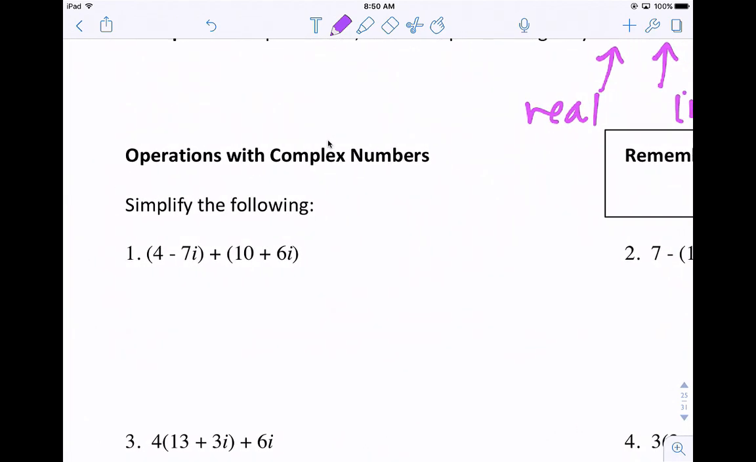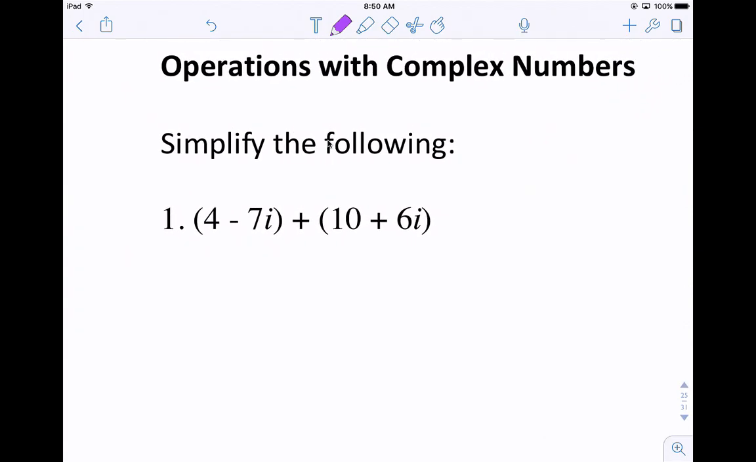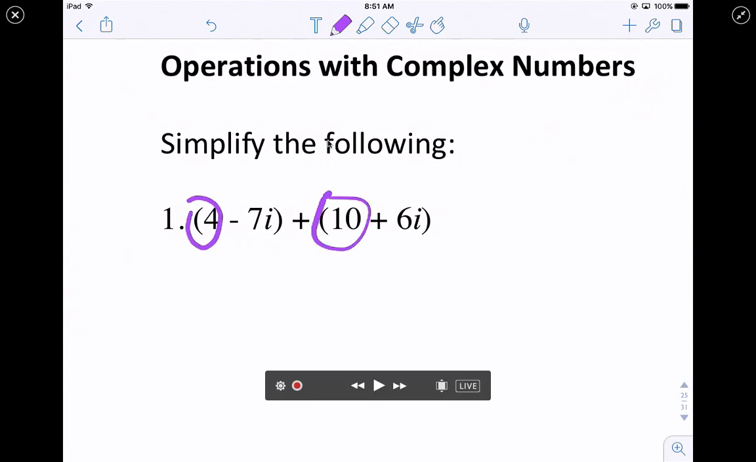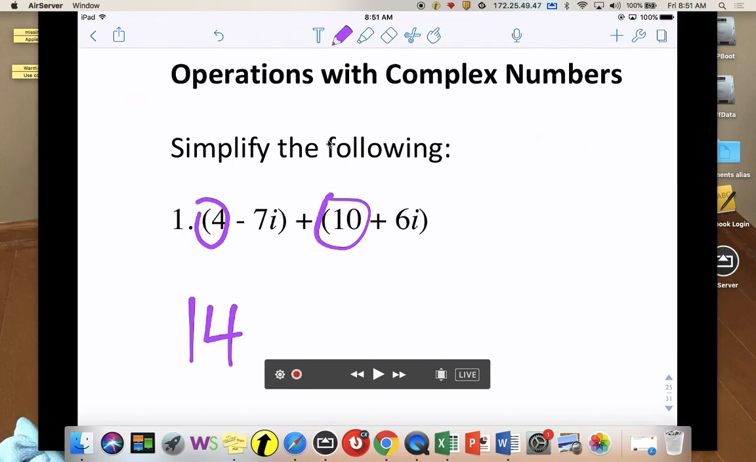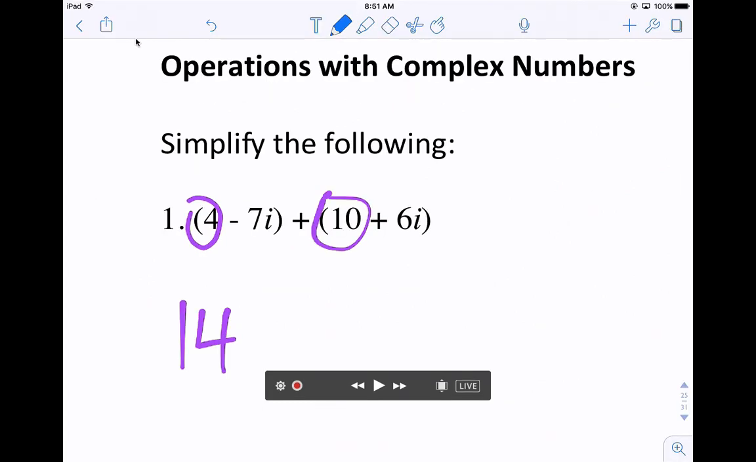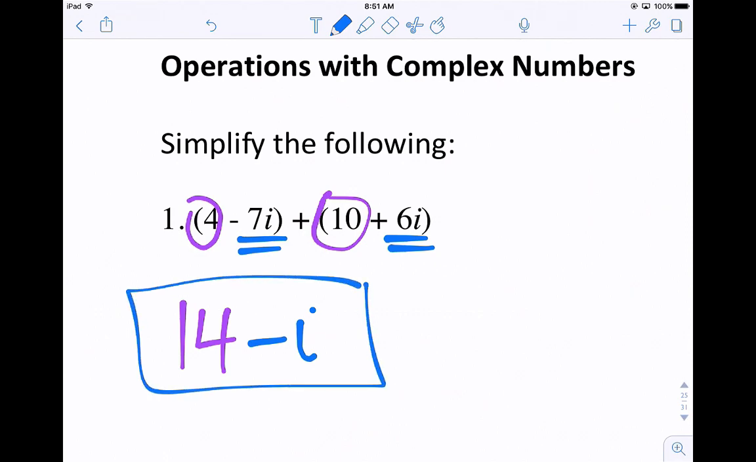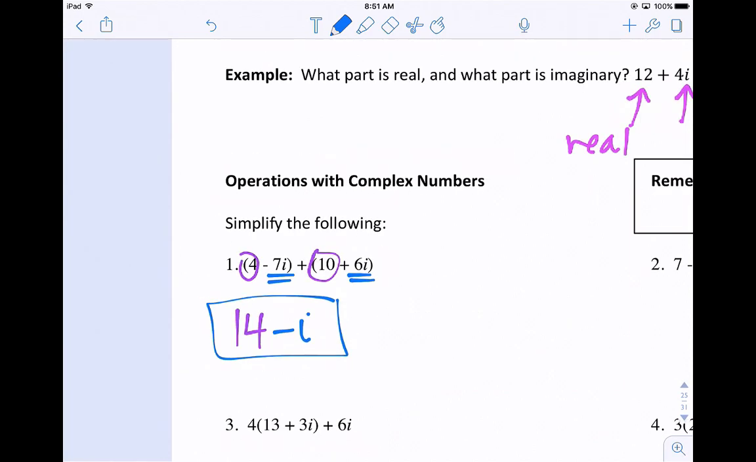So here's the first operation. You can combine like terms, and complex numbers are like terms. They're like x's. So you can put together the i numbers, and you can put together the real numbers. So when I say simplify these two complex numbers, you add the real numbers together. 4 plus 10 is 14. And you add the imaginary numbers together. So you have -7 and 6. So -7 plus 6 is -i. So here's our answer when we've combined like terms. It's a complex number, a real and an imaginary number, but you've combined like terms.